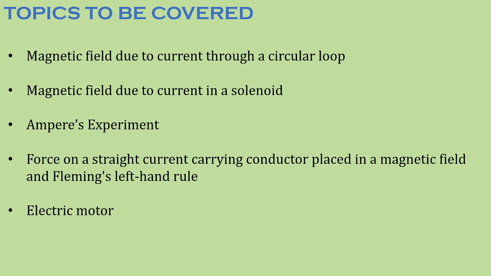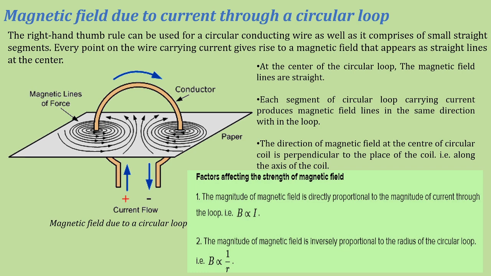magnetic field due to current through a circular loop, magnetic field due to current in a solenoid, Ampere's experiment, force on a straight current carrying conductor placed in a magnetic field, and Fleming's left-hand rule, electric motor. So these are the topics that are to be covered in this lecture today. Now, magnetic field due to current through a circular loop.